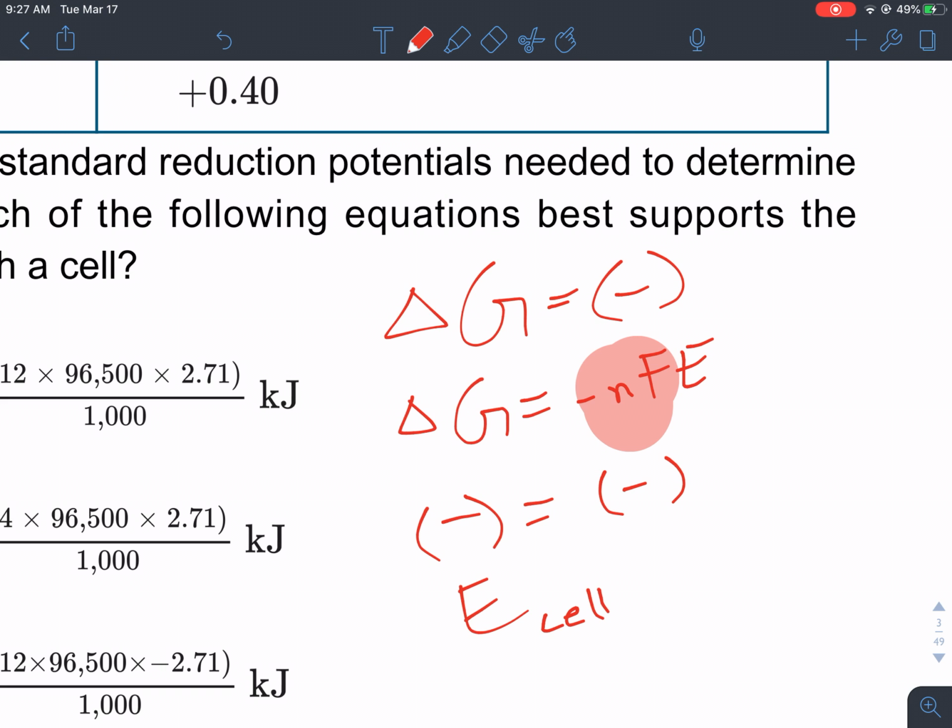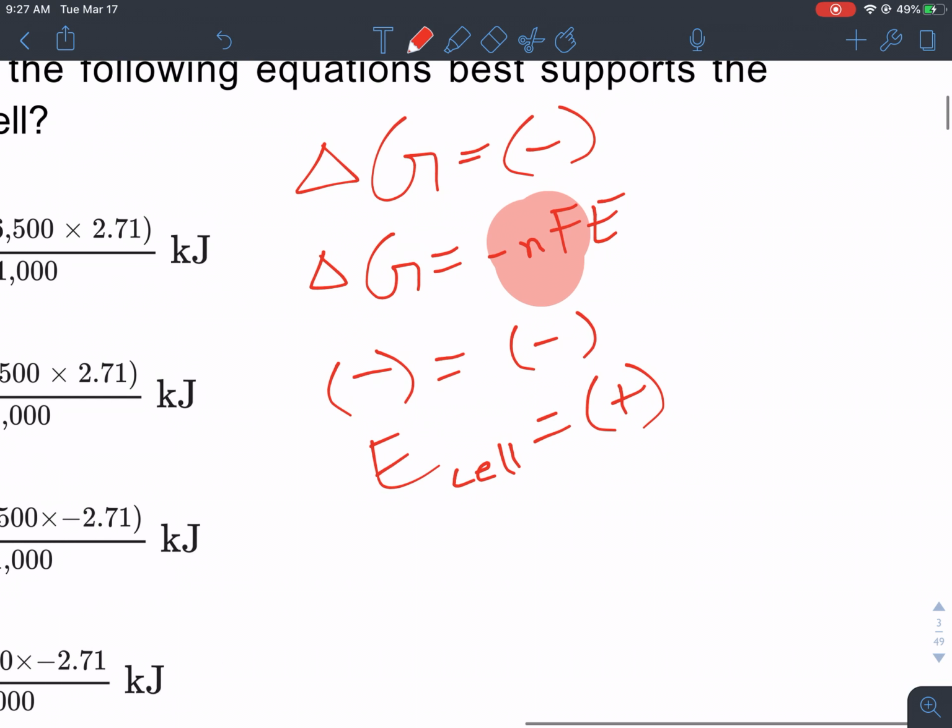That means if you want delta G to be negative, E cell has to be positive, right? E cell has to be positive, and E cell is E cat minus E an.